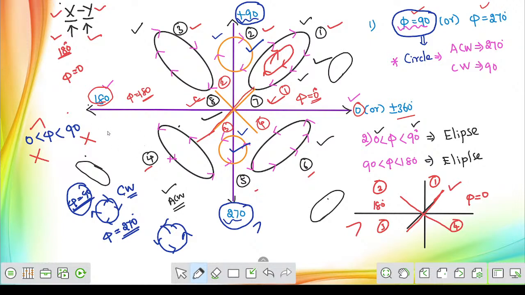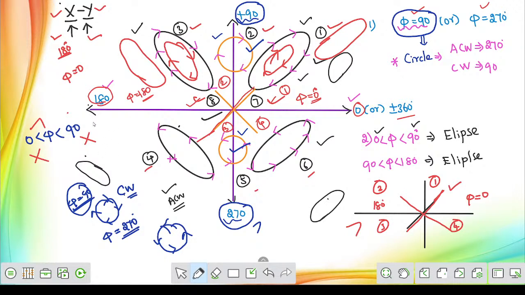Suppose the phase angle lies between 90 to 180 degree, then also you can observe, here I have drawn, this type of ellipse will appear. That will also start rotating in clockwise direction. You should remember the circle pattern, how the ellipse will be coming. See, there the ellipse will come in this direction. Here the ellipse will be rotating in this direction. Both are not the same. You should remember, and both will rotate in clockwise direction.